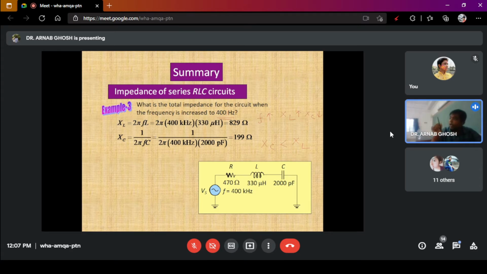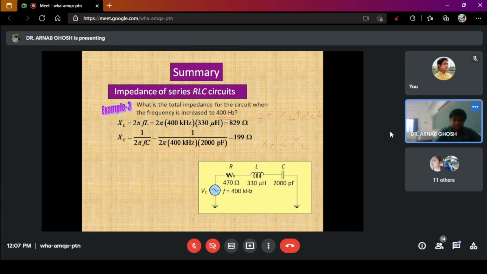So there will be an intermediate point where the inductive reactance and the capacitive reactance will be the same. With the frequency, as your inductive reactance is increasing and your capacitive reactance is decreasing, there will be a particular point where they will coincide. That frequency where XL becomes equal to XC is named the resonant frequency, or you can say the series resonant frequency.